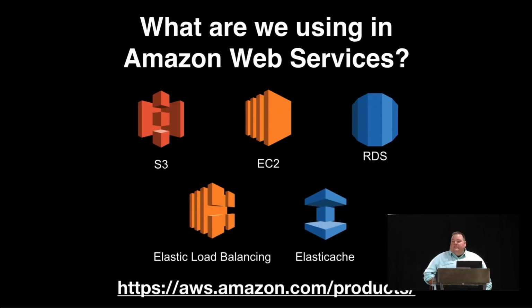So all infrastructure related to this project uses Amazon's high availability technology, including S3, which we're using for storage, RDS, which we're using for our MySQL database hosting, Elastic Load Balancing, which we're using for load balancing and SSL termination. EC2 is providing our Tomcat server hosting, and Elasticache is providing our Memcache hosting.